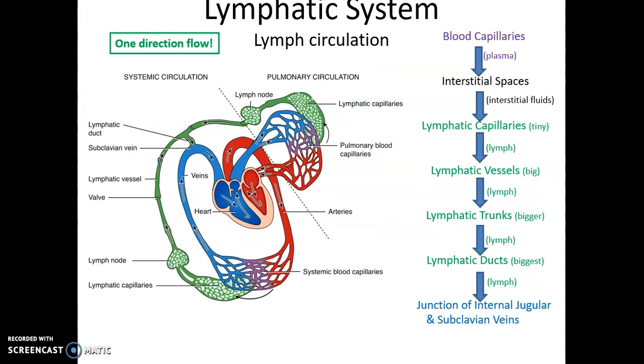This is a one-directional flow. The lymphatic circulation actually doesn't go in a circle. It goes in a line, one-way road from the tissue fluids to the bloodstream.